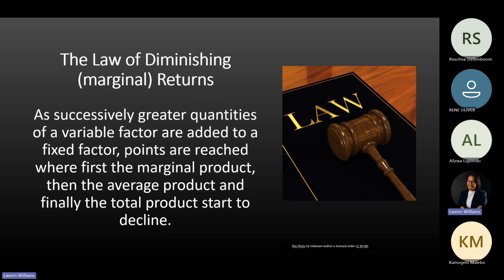So we're building on this law where we're now saying the greater the quantities of a variable factor added into this fixed factor, points are reached where first the marginal product, then your average product, and then finally your total product start to decrease.